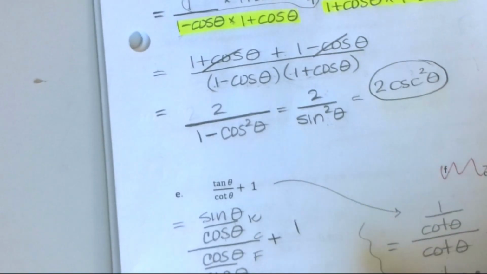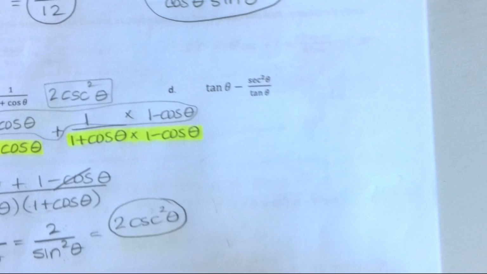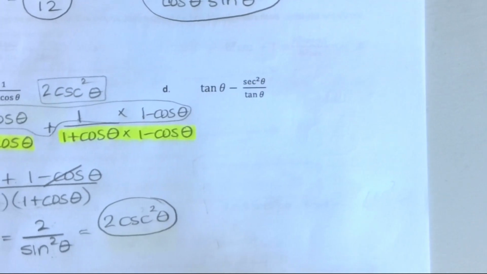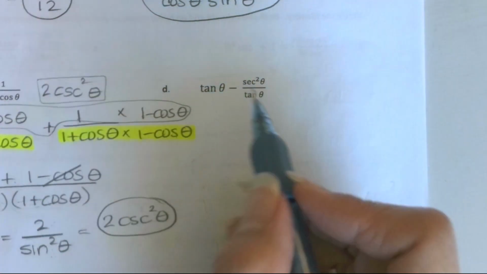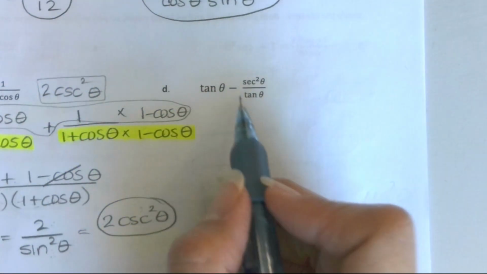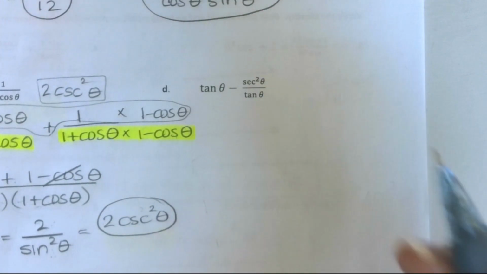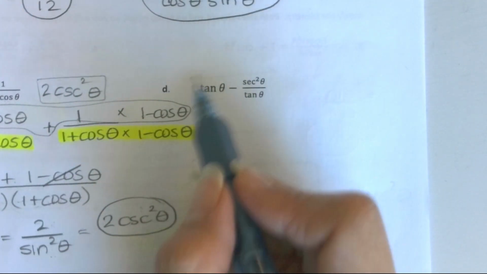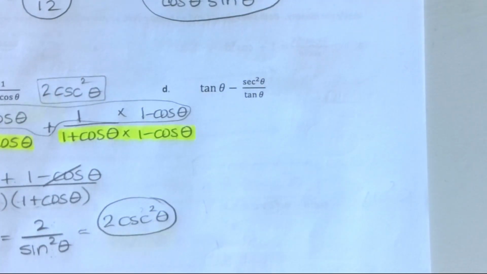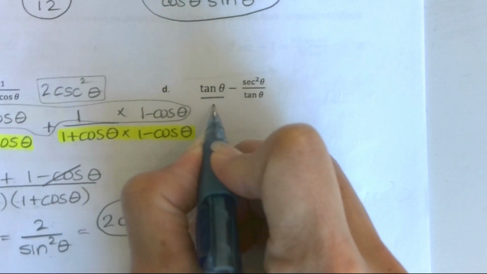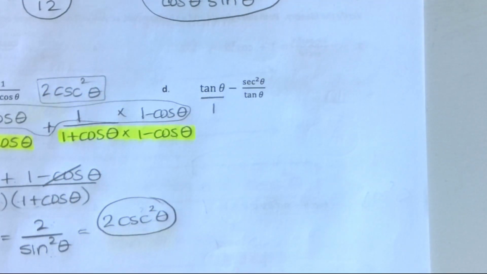Now your brains are tired at this point. Okay, so here we have tangent theta minus secant squared theta over tangent theta. When you are getting ready to add and subtract fractions, if one of them is not a fraction, how do I convert that into a fraction? Very good. Tangent theta is the same thing as tangent theta over 1.